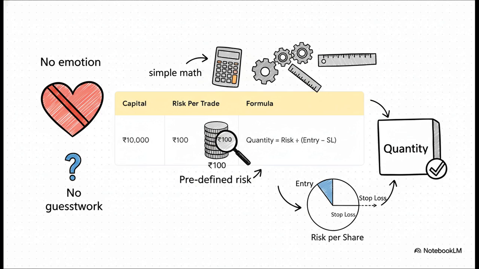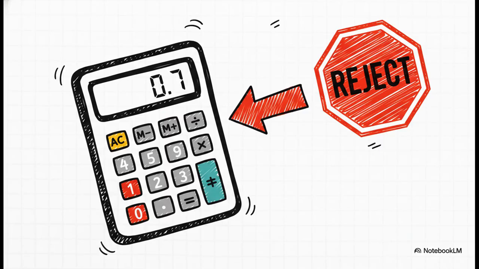And this is how we take all the emotion and guesswork out of how much to buy. Position sizing isn't a feeling, it's just math. You decide ahead of time your maximum risk for any single trade. In this example, it's 100 rupees. Then you divide that fixed number by your risk per share, which is just the distance between your entry and your stop. The result is the exact number of shares you're allowed to trade. Period. So what happens if the formula spits out a number that's less than 1? The answer is totally objective. You reject the trade. There's no emotion involved. If the math doesn't work according to your rules, the trade simply does not happen.